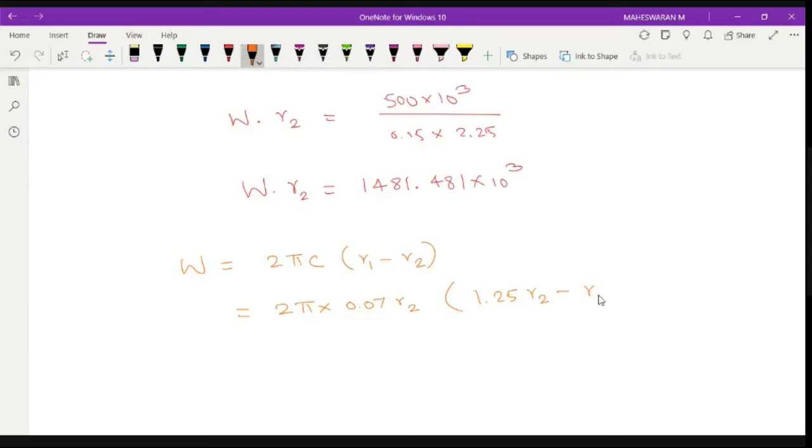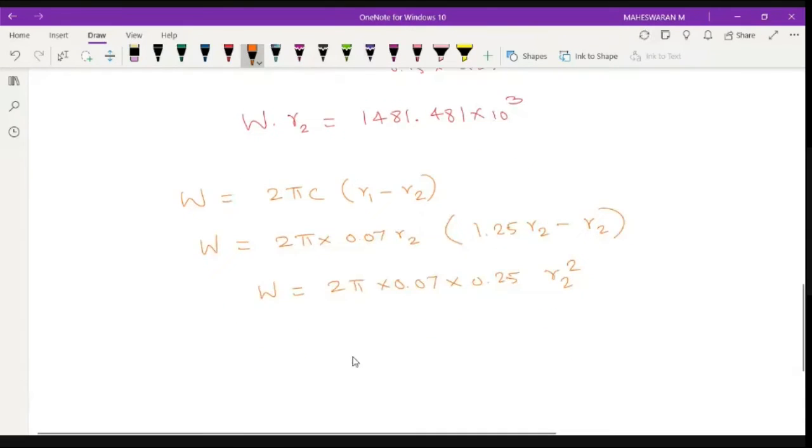R2 minus R2, right? This is the value of W, which means I will get W is equal to 2 pi into 0.07 into, so when I subtract it, you'll get 0.25 R2 square, right? So what is the value of W now? W is equal to 0.1099 R2 square. Now let me consider this is equation 2, and this is equation 3. Let me substitute 3 in 2. So when I substitute 3 in 2, what will you get?